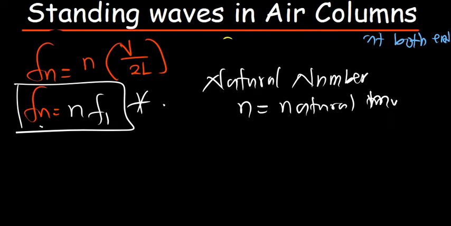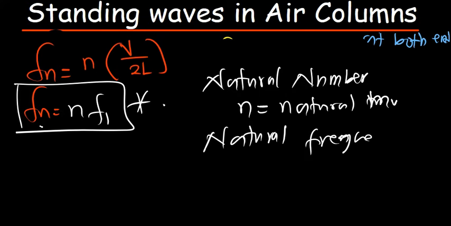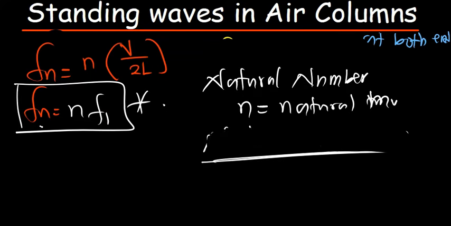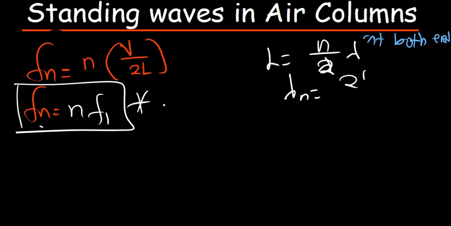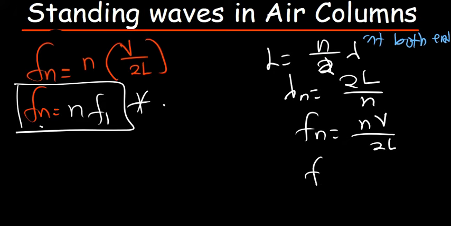So we call it the natural frequency. You always have natural frequency because the pipe is open at both ends. So the only formulas which I want you to be familiar with are: L is given by n divided by 2 times lambda. Then lambda n is given by 2L divided by n. Then the frequency n is given by this. Then this can also be given by n f1.